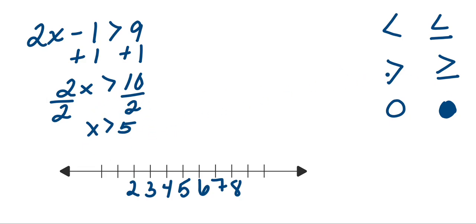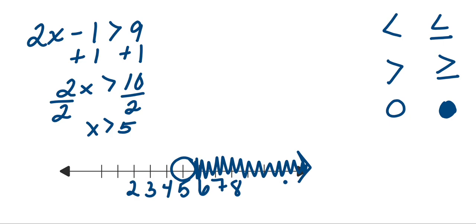So x is greater than 5. It's a greater than symbol, so I know at 5 I am going to use an open circle, because 5 is not included in my solution set. And where x is greater than 5, I look: is the greater than value going to be to the right or to the left? All of the numbers that are greater than 5 are to the right. So I would shade in to the right here.